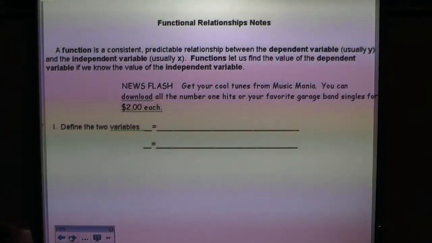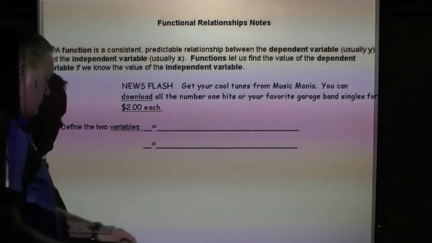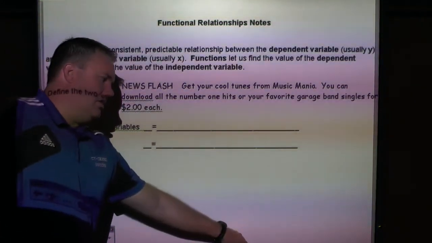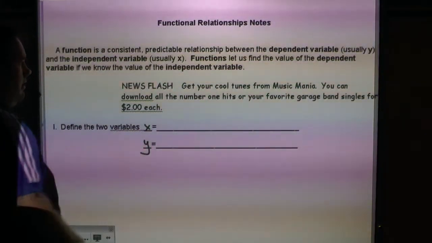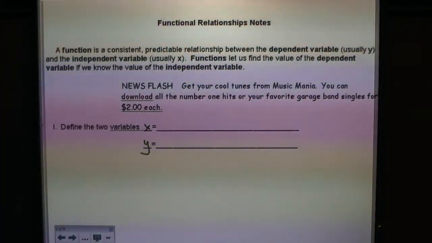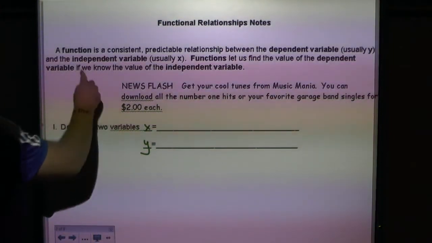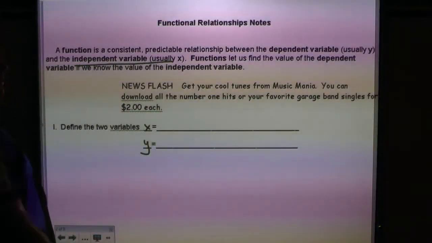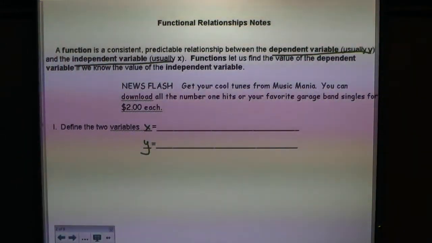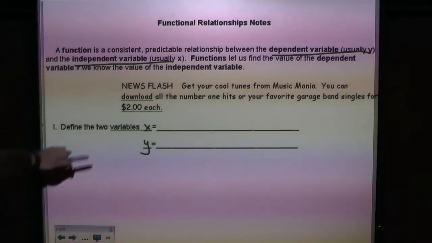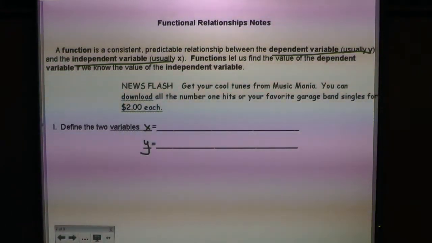When you're looking for independent and dependent variables, you have to think about what you don't know. The two variables we use the most, and again these could change depending on the problem, are x and y. X usually stands for your independent variable. If you need to underline it, do it. Your dependent is usually your y coordinate.